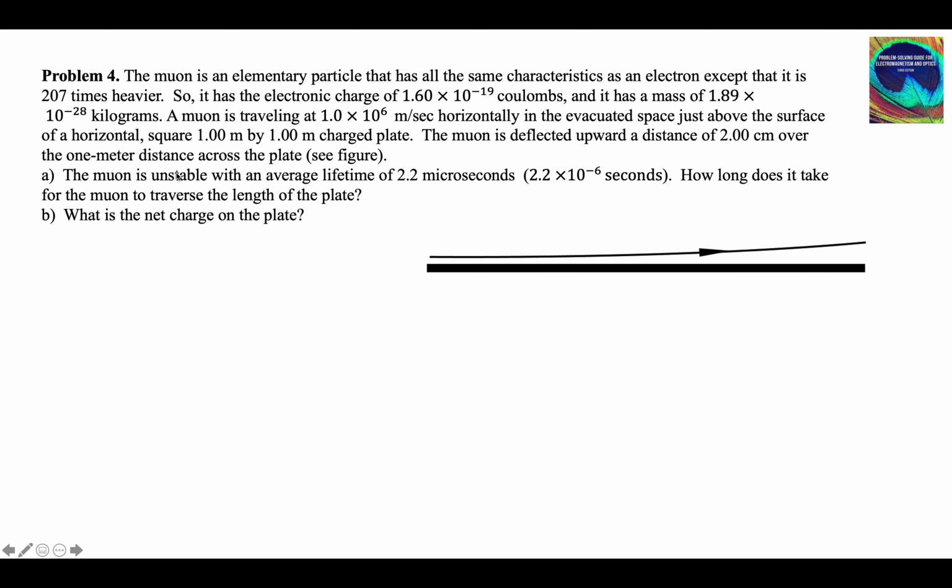Part A. The muon is unstable with an average lifetime of 2.2 microseconds. How long does it take the muon to go the length of the plate? Part B, what is the net charge on the plate?